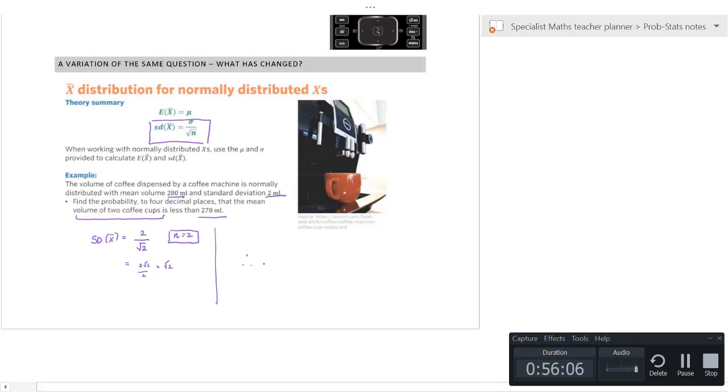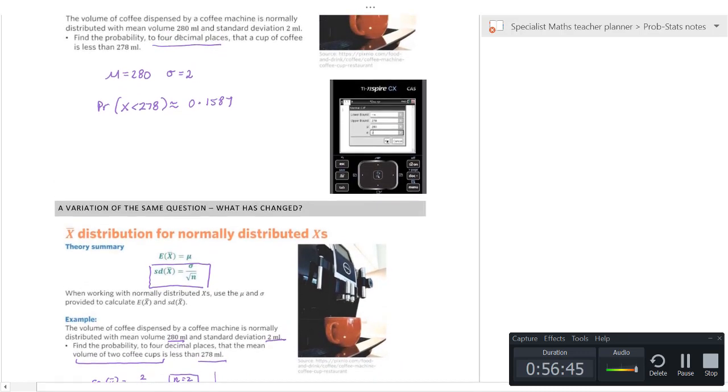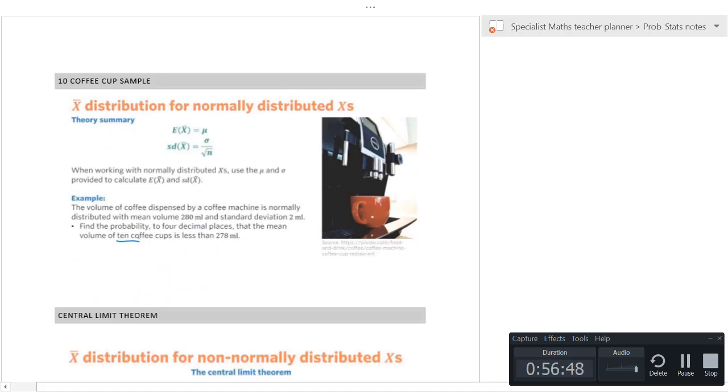So therefore, the probability, I'm calling it X but could call it any letter, that the volume V is less than 278 is approximately equal to whatever we had there. I think it was 0.0786. So we've gone from taking no samples to 2 samples, and as you can see, we're getting closer and closer to our value there.